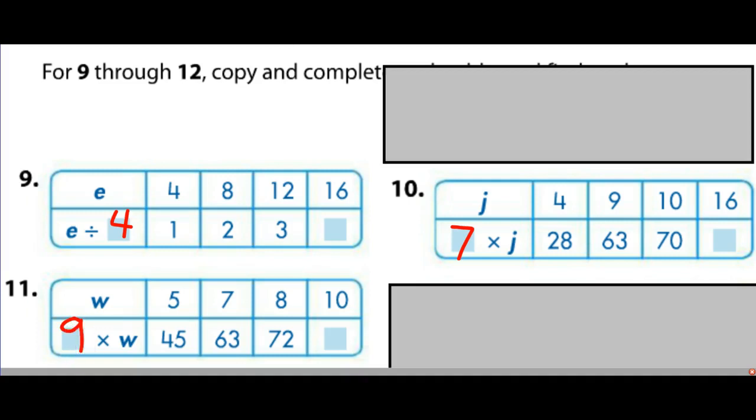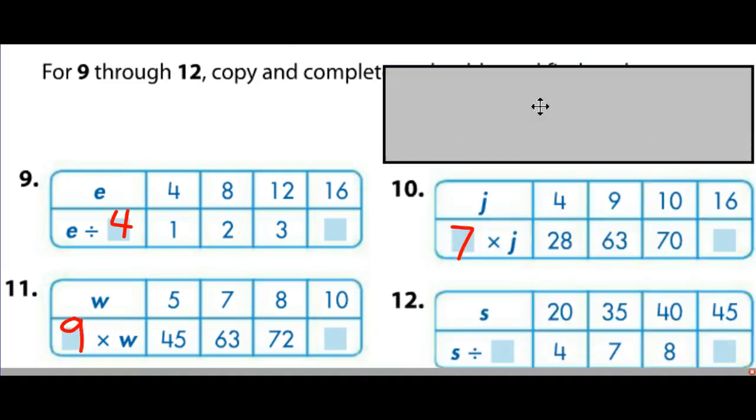Okay, go ahead and pause and solve number 12, and then check back with your answer. Okay, so for number 12, it's division. So 20 divided by what equals 4? 35 divided by what? Well, the answer is 5.